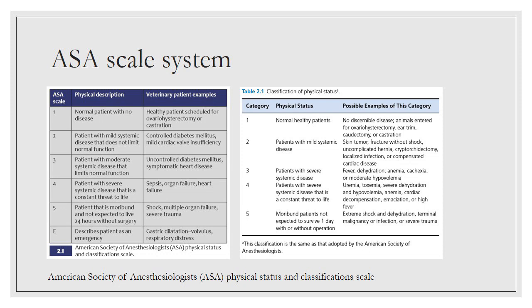The other one, from the other picture, we can see instead of giving you a certain disease, it gives you a symptom. Still for level 3, the patient with severe systemic disease, it will give you a symptom like fever, dehydration, anemia. So I think this ASA scale system, it doesn't matter which modified version you are using, as long as it helps you and makes it easier for your work, you just keep using it.